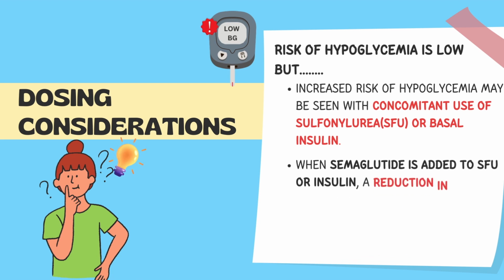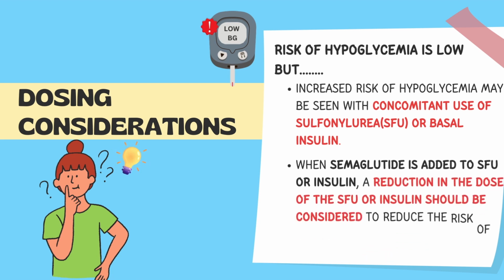When semaglutide is added to a sulfonylurea or insulin, the patient or the healthcare professional may need to consider a reduction in the dose of the sulfonylurea or also the insulin. So these should be considered to reduce the risk of any hypoglycemia occurring.